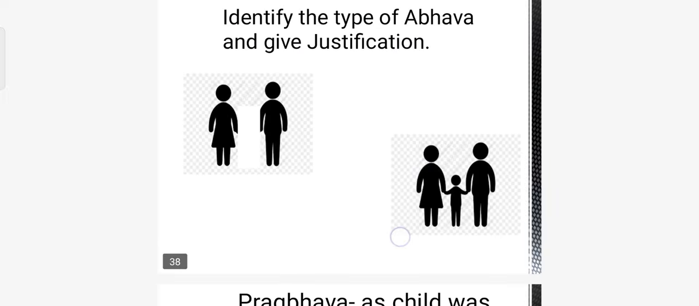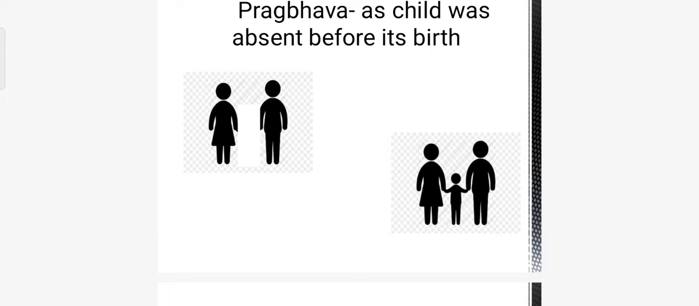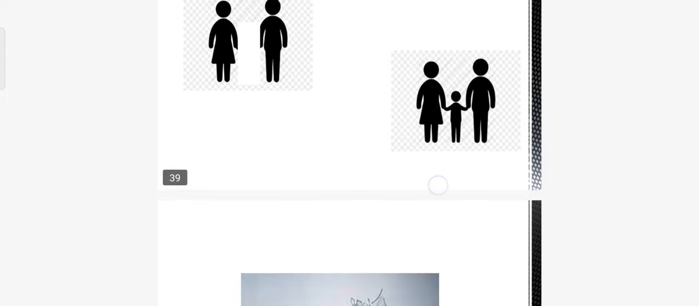So moving on to the next one, Abhava and Samavaya. Just by an example, identify the type of Abhava and give justification. So in the first example there was a child missing, and in the second picture you can see that the child has been present. So that can be an example of Praghabhava, as the child was absent before its birth in the family.